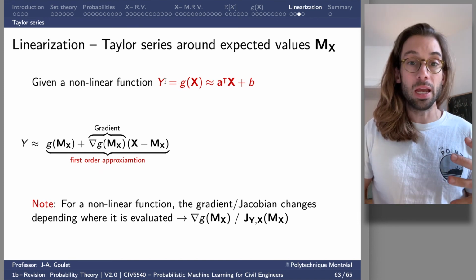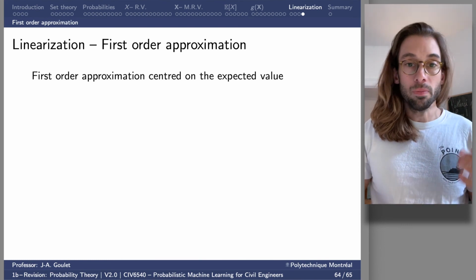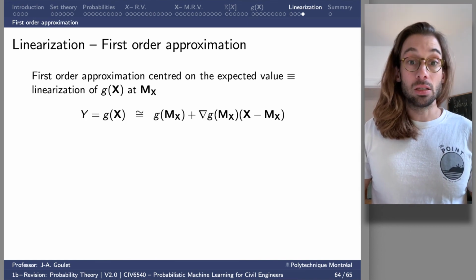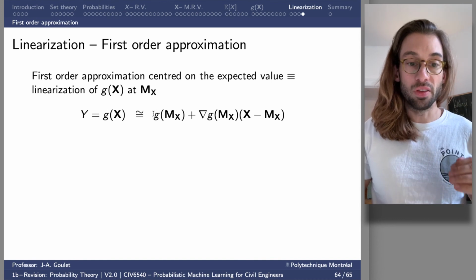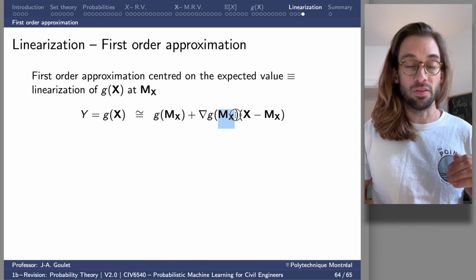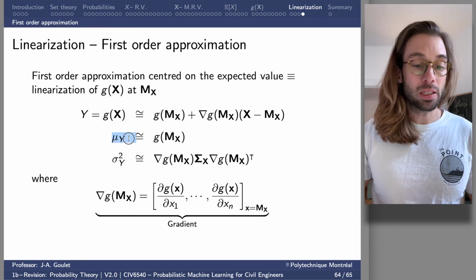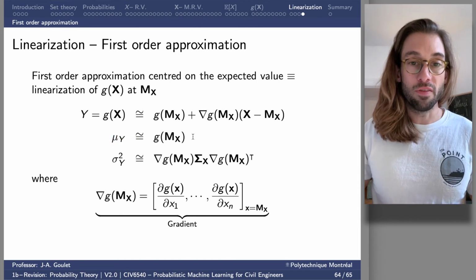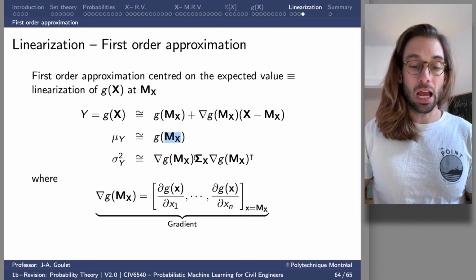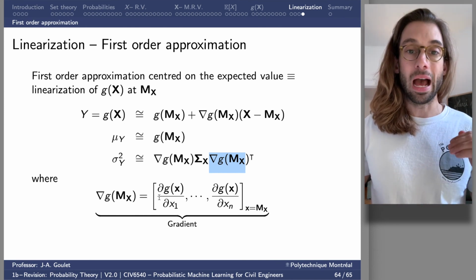So we're going to approximate that nonlinear relationship by something that is linear, ax plus b. To summarize the calculation for the first order approximation centered on the expected value, we linearize our function of x, and our linear function is going to be of the type g of mx, the function evaluated at the expected value, plus the gradient evaluated at the expected value times x minus the expected value. From this, I can analytically calculate the expected value of the output as simply the function evaluated at the expected value of x. The variance of the output is going to be the gradient vector evaluated at mx times the covariance of x times the gradient transpose.